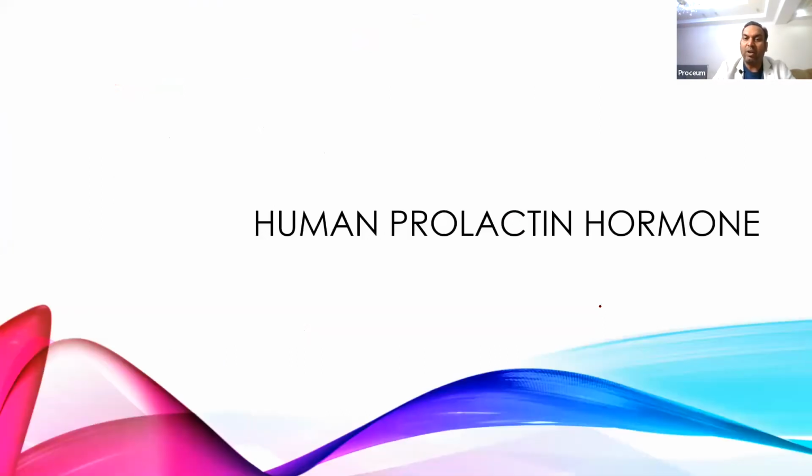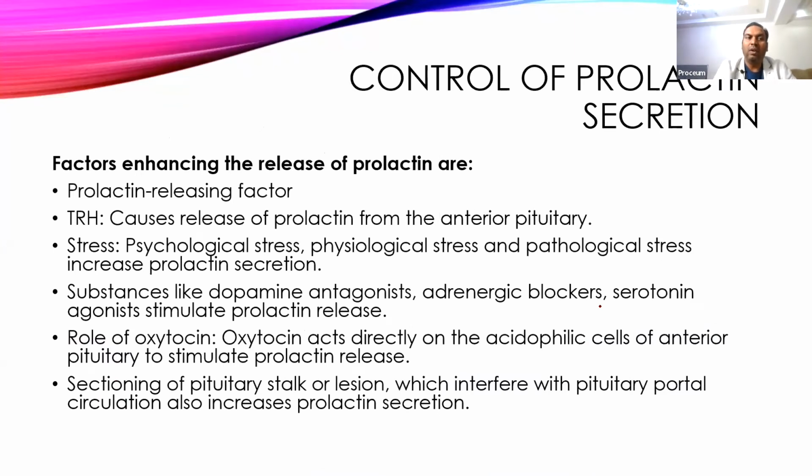Then come to the prolactin hormone. The prolactin hormone is also released by the anterior pituitary, and there are other factors which act to increase prolactin release. Prolactin releasing factor or prolactin releasing hormone, then thyrotropin releasing hormone, and then stress. Substances like dopamine antagonists or androgen blockers or serotonin antagonists will also stimulate prolactin release. Then oxytocin acts directly on the acidophilic cells and promotes the release of prolactin.